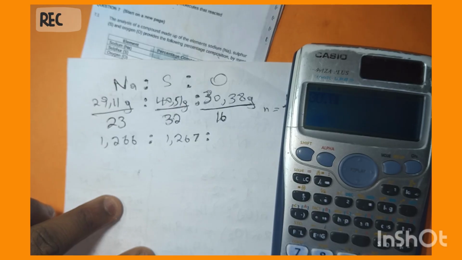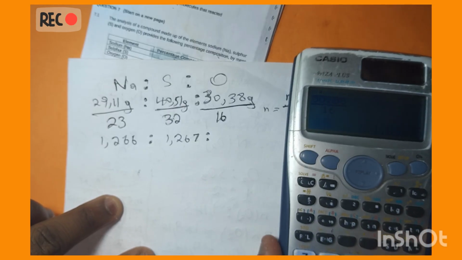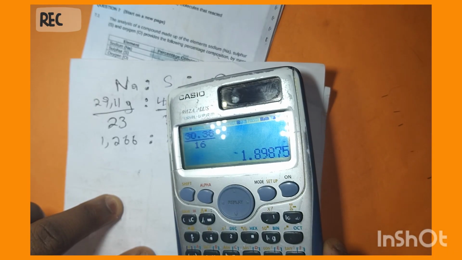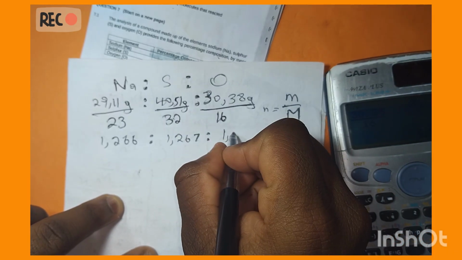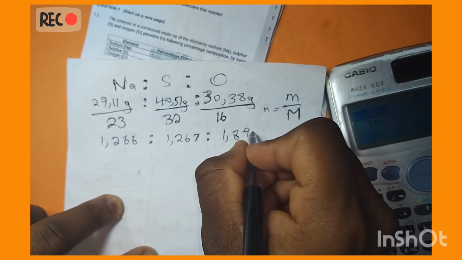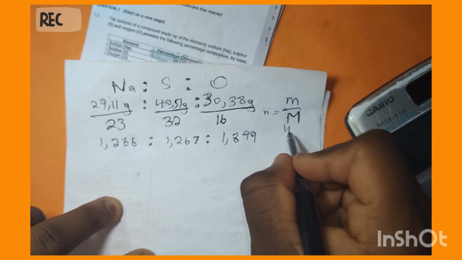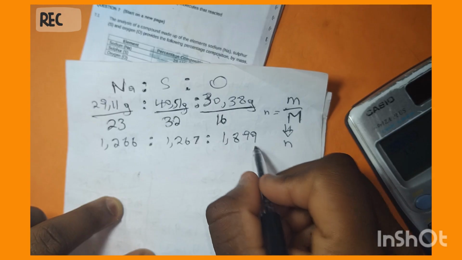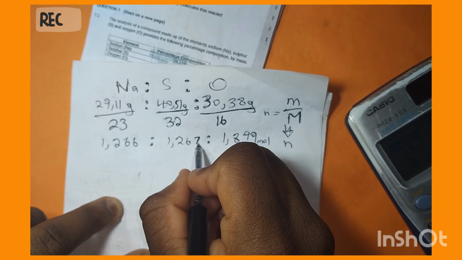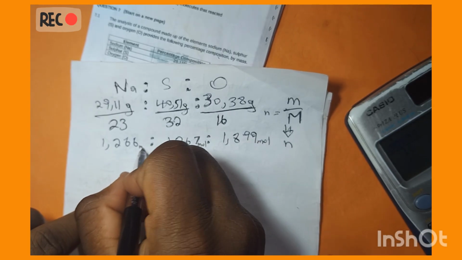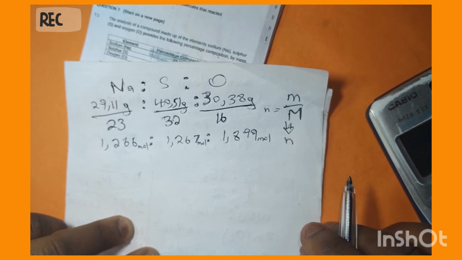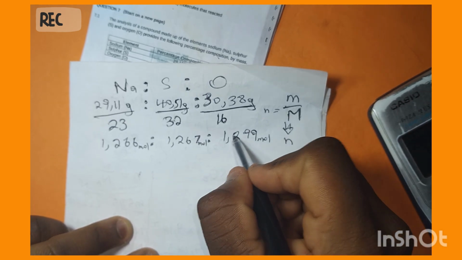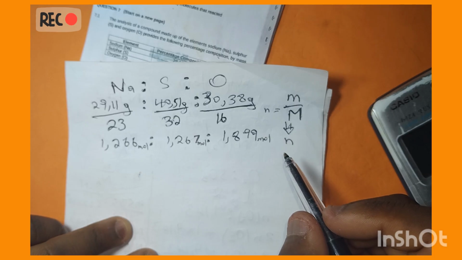So now let's do that one. 30.38 divided by 16. Meaning this is what I get there. In 3 decimal places it will become 1.899. Everything, guys, now it is in what? In moles. This one is in moles. So when everything, guys, has become moles, what you will do is divide by the smallest number.